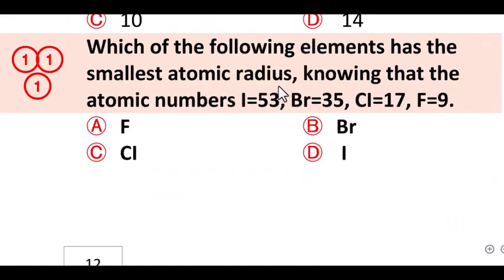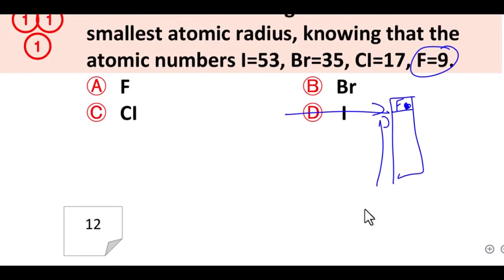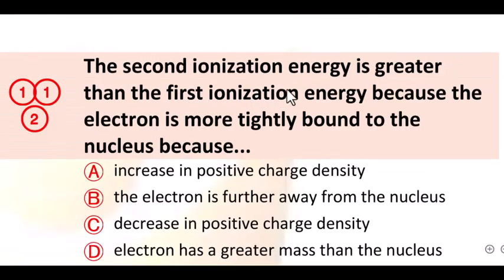Which of the following elements has the smallest atomic radius? Knowing the atomic number, fluorine is the smallest one, as it's up here in group number 17. It has the smallest radius and greatest electronegativity. Radius is inversely proportional to electronegativity.